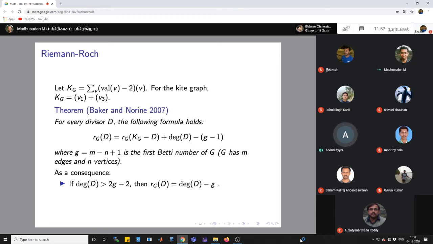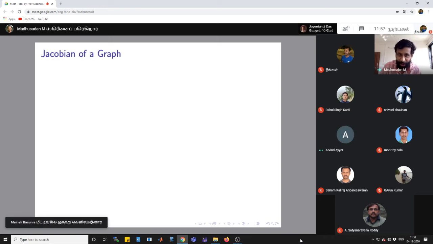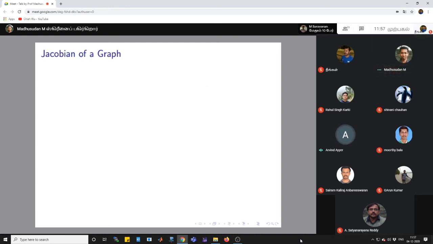So I just plug K_G into the Riemann-Roch law. Yeah, exactly. And then use the fact that the zero divisor has rank 0. Okay. And you'll get the formula. Yeah, that's another actually nice consequence of the Riemann formula. Okay. Thanks.